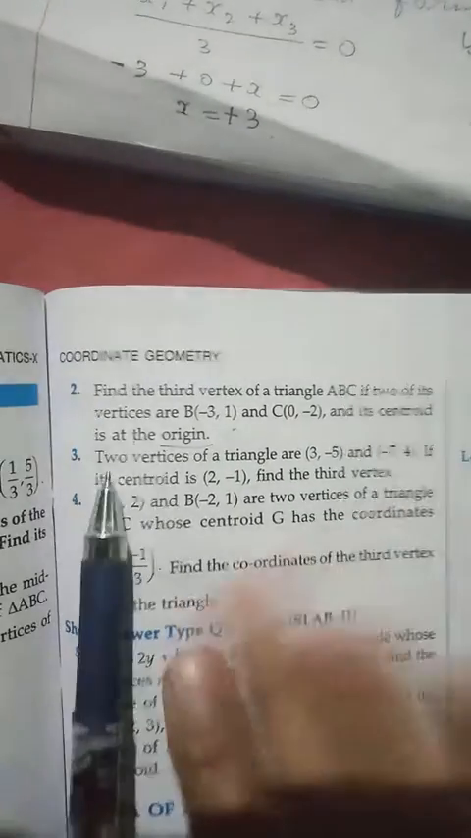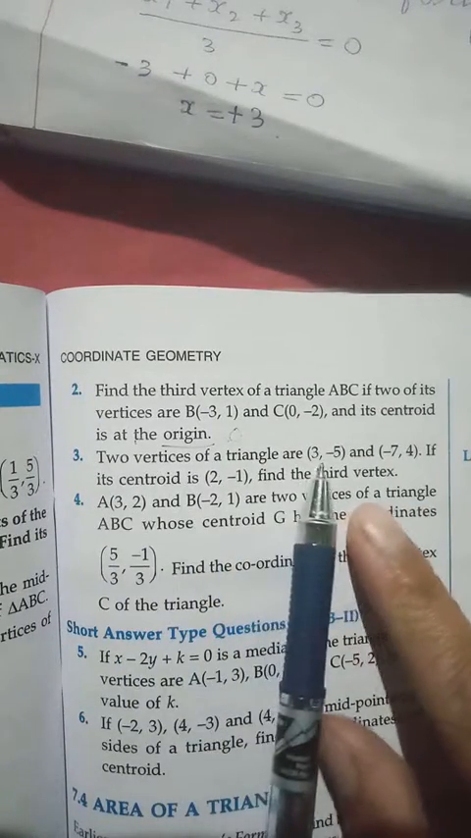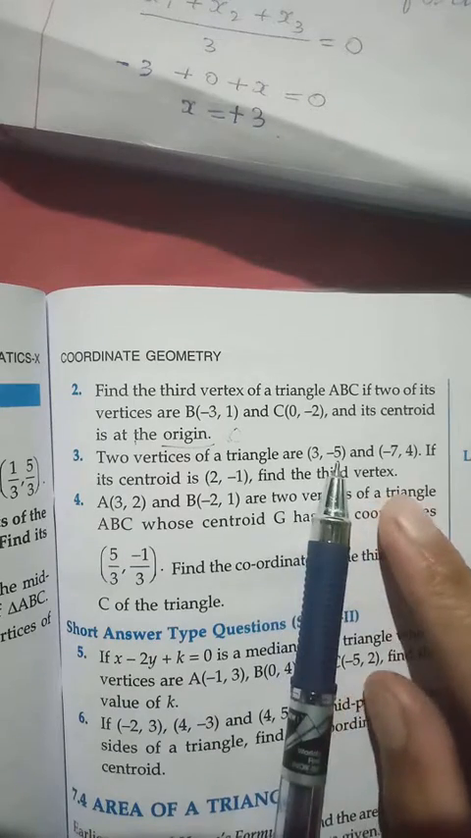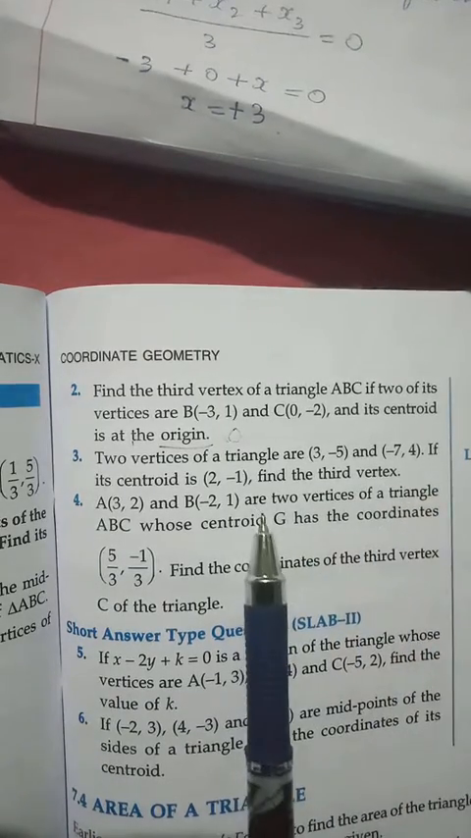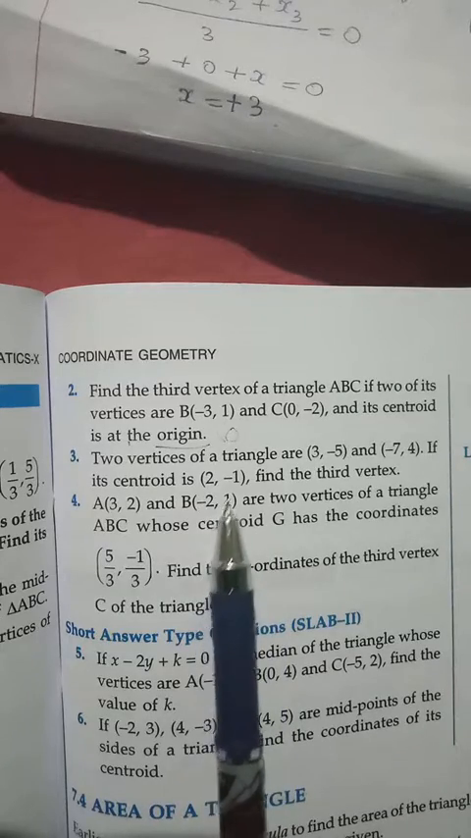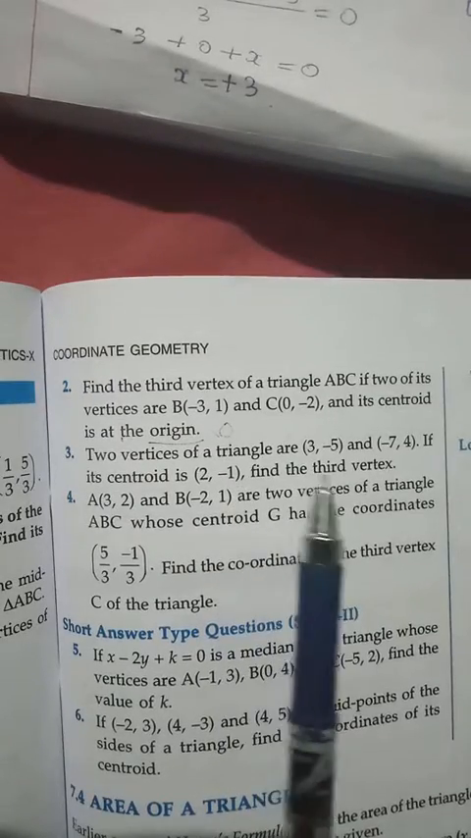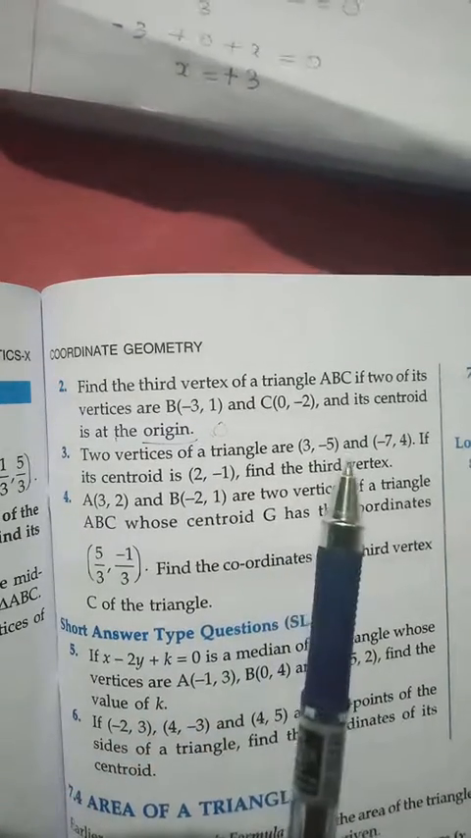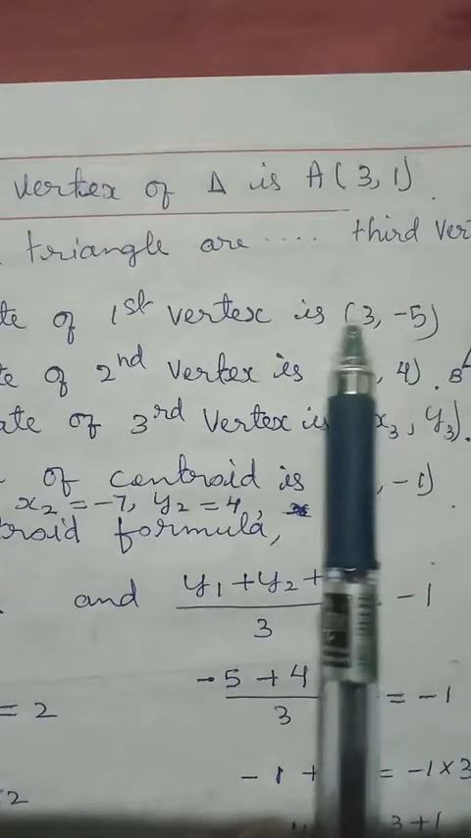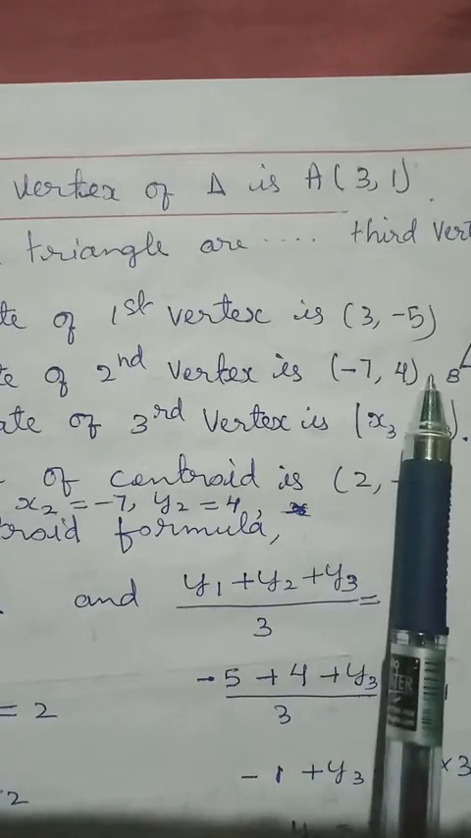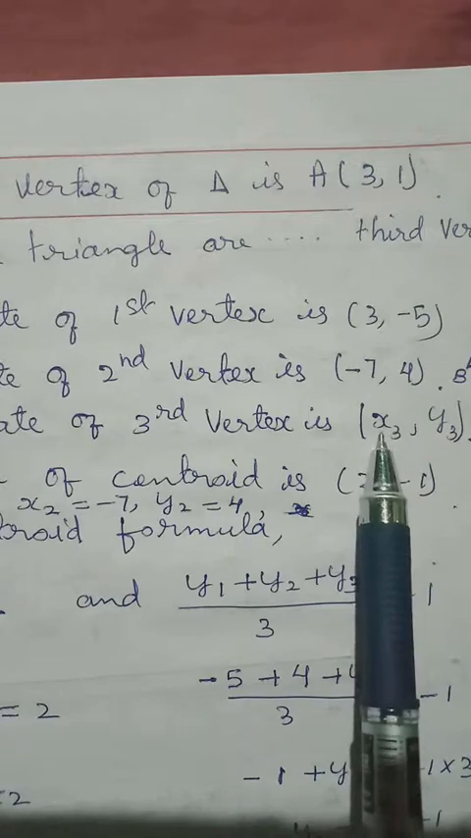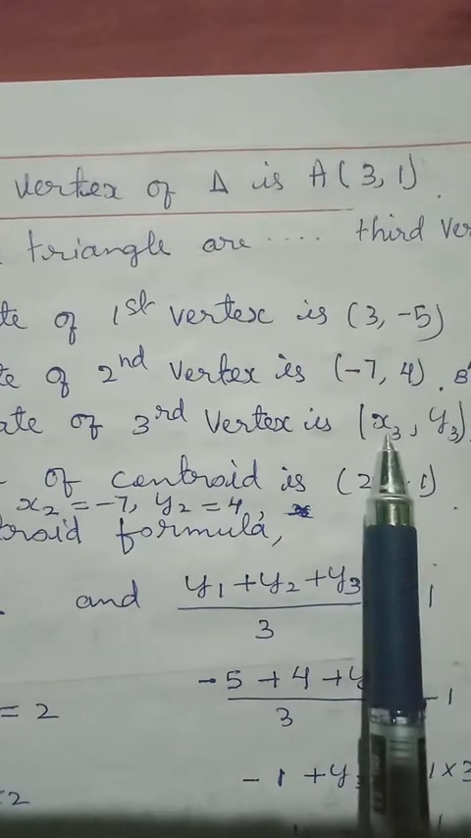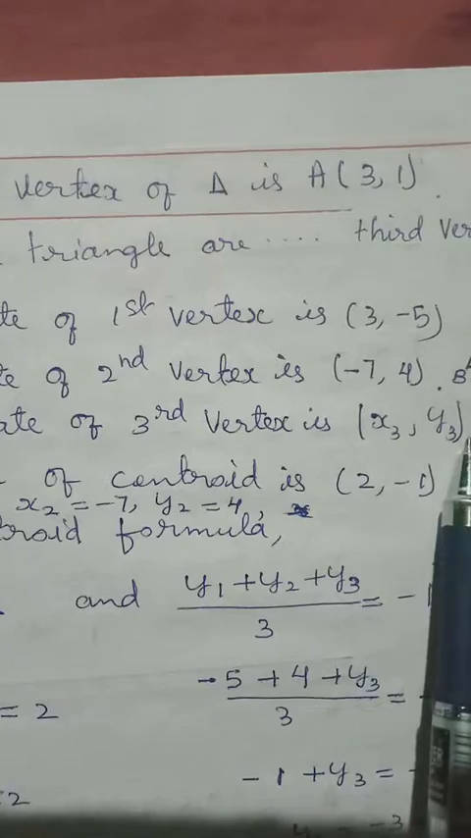Then number 3 also similar. 2 vertices already given, 3, minus 5, minus 7, 4. Then the coordinate of centroid, they already give us 2, minus 1. Then we have to find the third vertex. So we can take this one as x1, y1, x2, y2. Then the third vertex we don't know. Let us put the vertex be x3, y3.